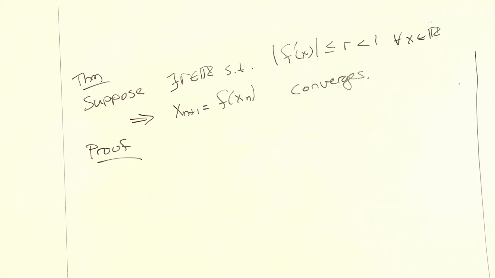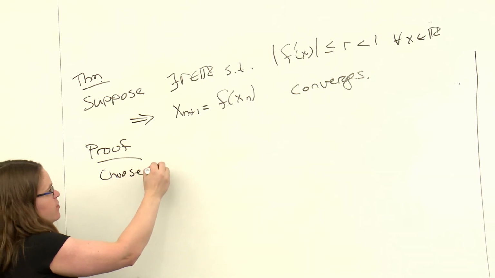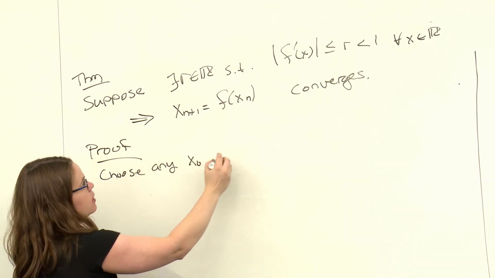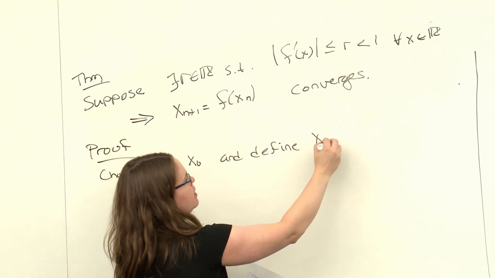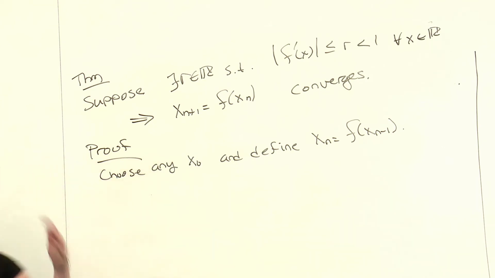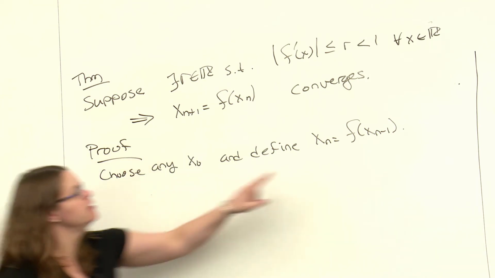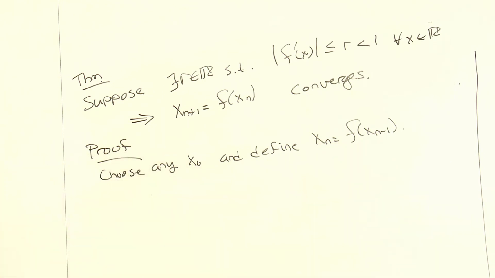Okay, and we want to do this by showing this is a Cauchy sequence. So we're going to choose an x naught to kick off this iteration, and define these things as we have above. xn equals f of xn minus 1. So this is our sequence. We get a sequence: x naught gives us x1, it gives us x2, it gives us x3. We have a sequence.